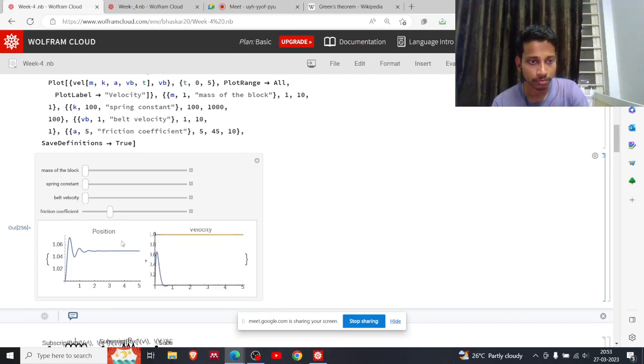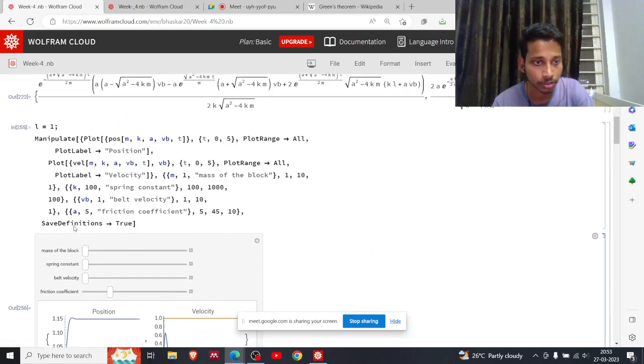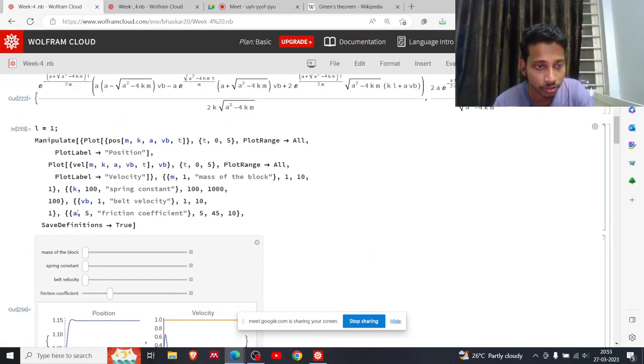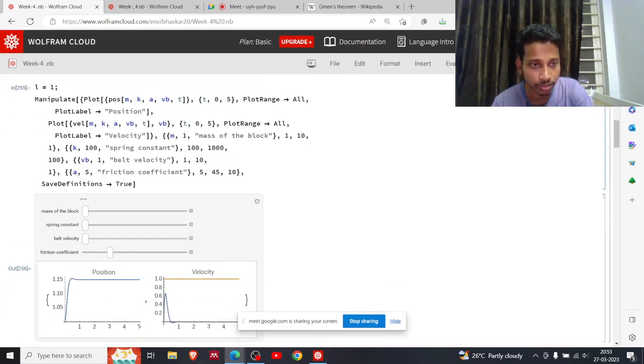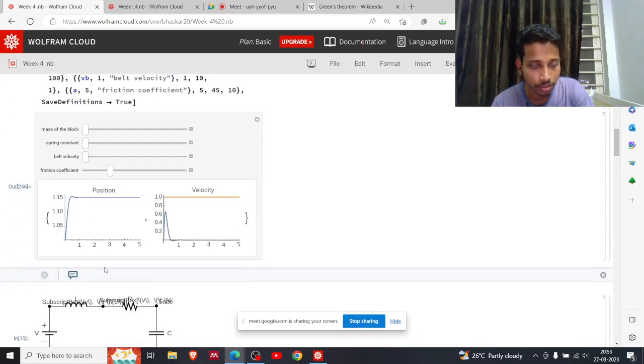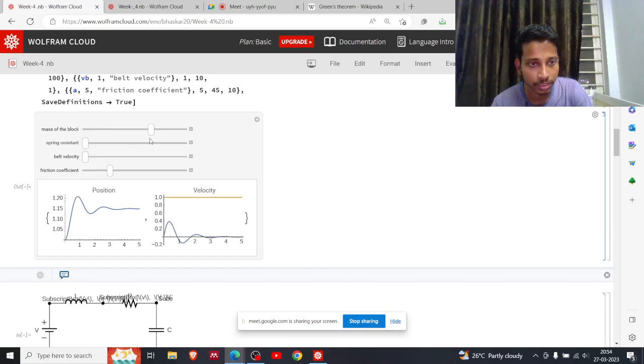Then the friction coefficient. So this A is the friction coefficient. I was saying this one is the damping constant, but it is actually the friction coefficient. When I am increasing the friction coefficient, the mass is coming to a rest. It is not oscillating. Now I am changing the mass of the block. Increasing the mass of the block and friction coefficient, you can see there is a little oscillation happening in the motion.